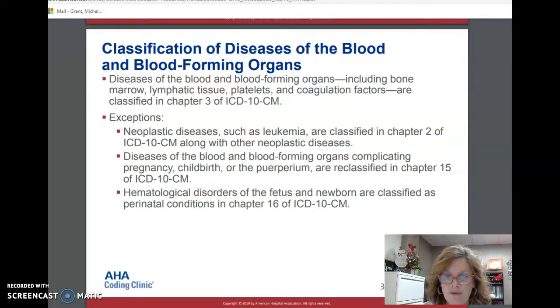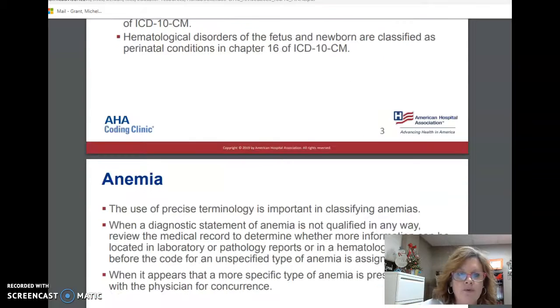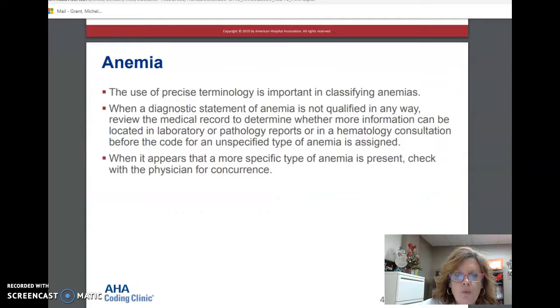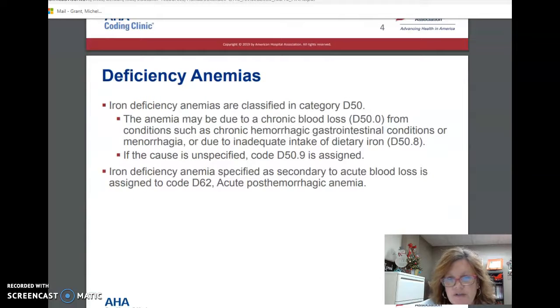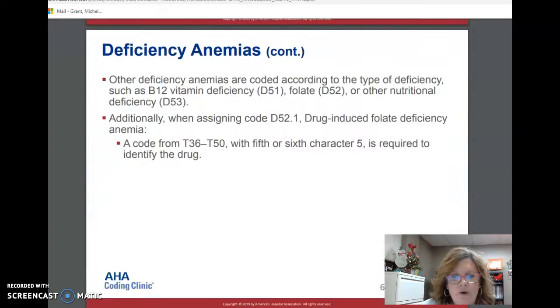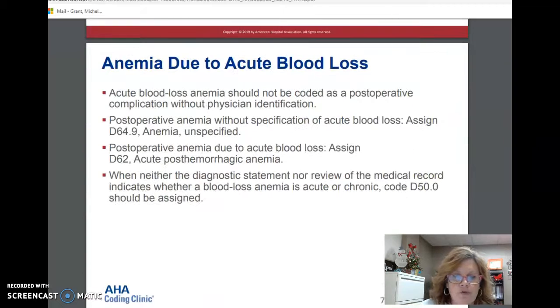So if you have all three of them, do not code all three out separately. You want to make sure that you use one code for those. With anemia, you want to be very precise when coding. So on that note, if it's deficient, you're going to be in the D50s, okay? And also, what is it deficient in? You're going to be able to get very specific. If it's drug-induced, make sure you use that T code for what drug.